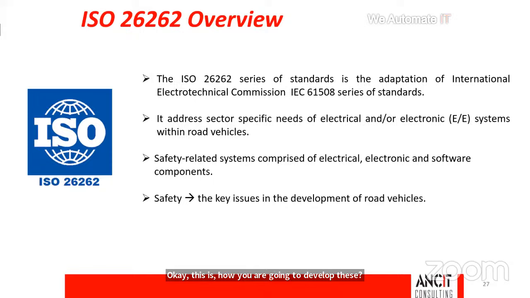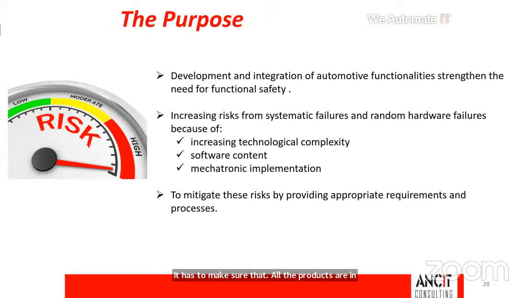So safety is the main key issue in developing road vehicles. As I said before, in your car you can have more than 60 to 80 ECUs. All the ECUs have been developed in a way that makes sure all the products are safe. That is the main purpose of this ISO.